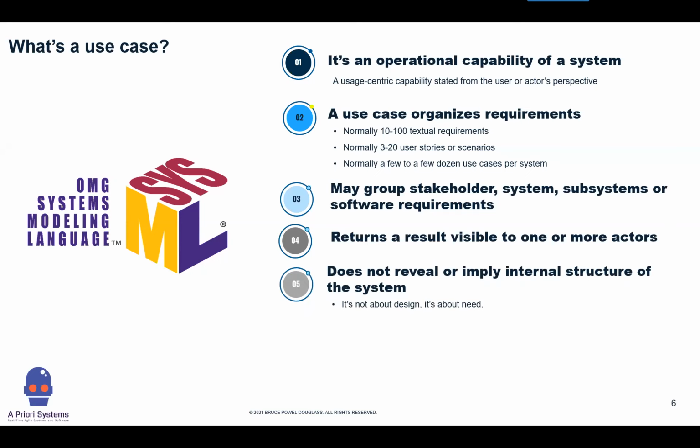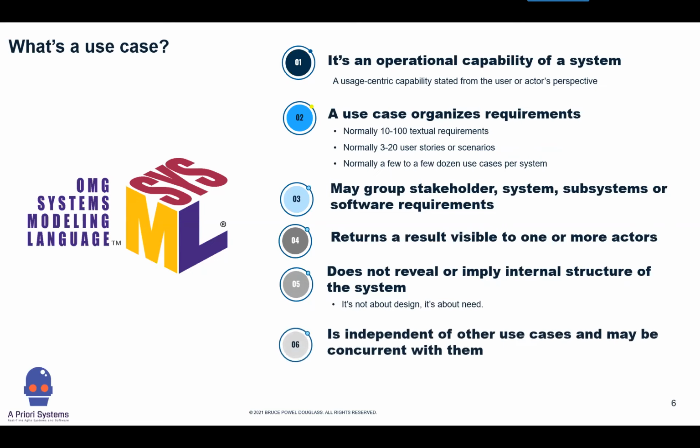So that means it should not reveal or imply internal structure, representation, or technologies. That's not the purpose. The purpose is to talk about needs, requirements. Use cases should be considered independent with other use cases and can be concurrent. So, think about my medical system, while I'm delivering gas to the patient, keeping him alive, I can also run continuous built-in tests.